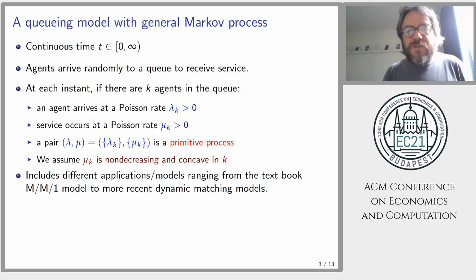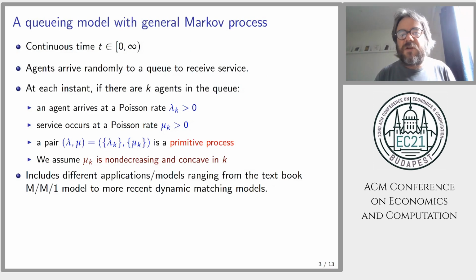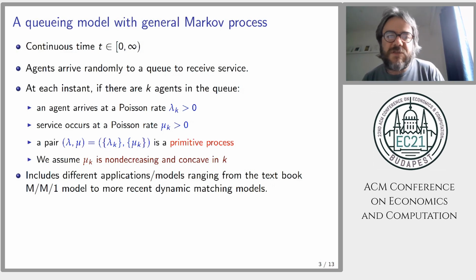So the model is the following. It's a queuing model with general Markov process. And so it's a dynamic model where time is continuous. It runs from 0 to infinity, and agents arrive randomly to a queue in order to receive service.